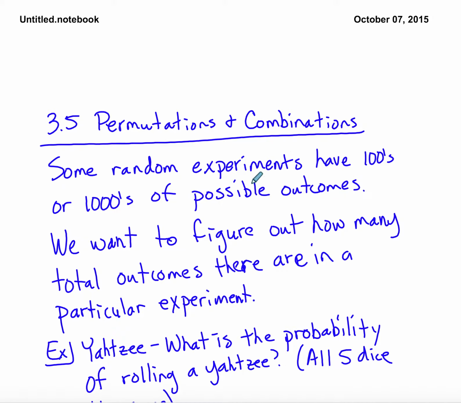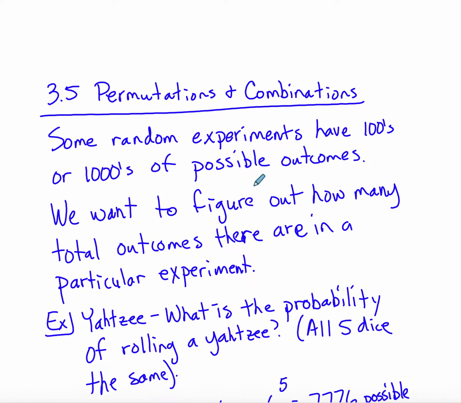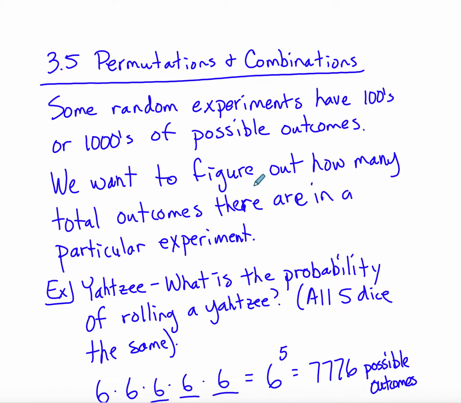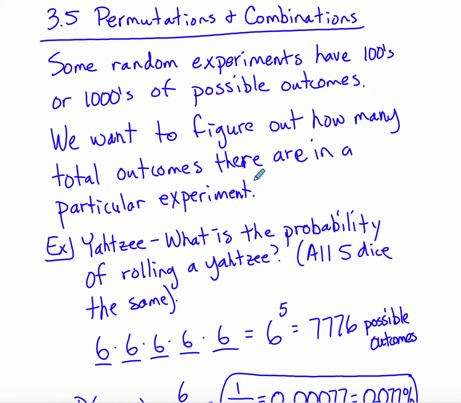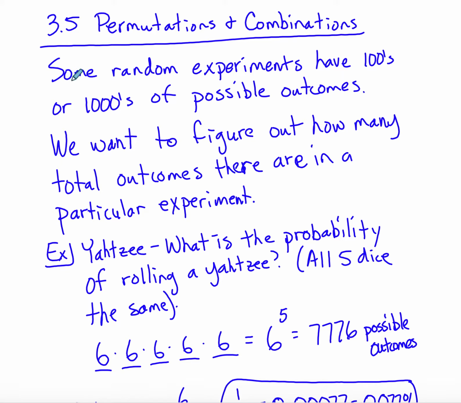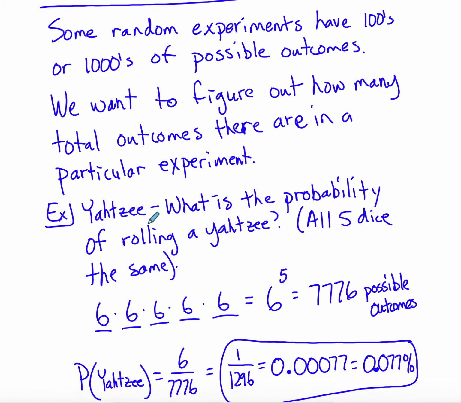To show you how those work, we're going to look at just an example and talk about how we calculate using a certain rule to come up with these things. So let's say some random experiment has 100s and 1000s of possible outcomes. We want to figure out how many total outcomes there are in a particular experiment. And this is actually known as the multiplication rule that allows us to use this. We'll get into permutations and combinations because they fall from this rule, but it can be used in anything. So as an example, let's look at the game of Yahtzee.